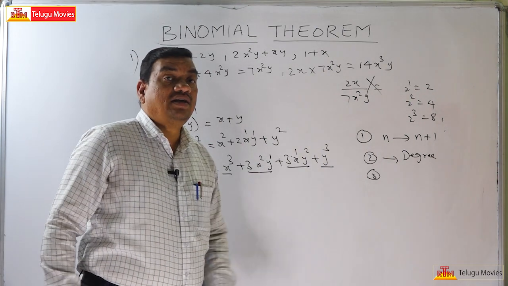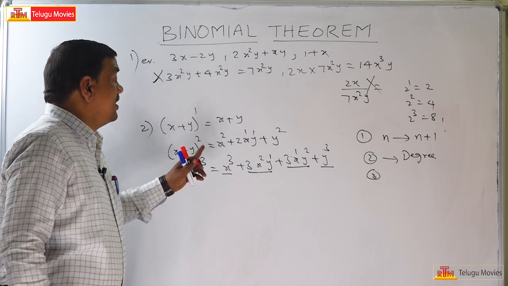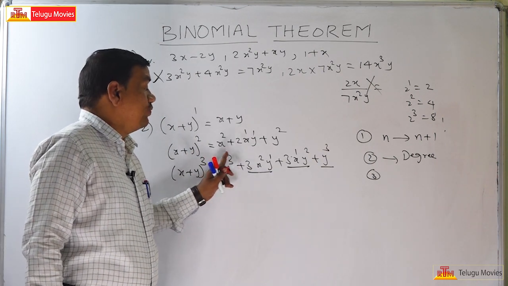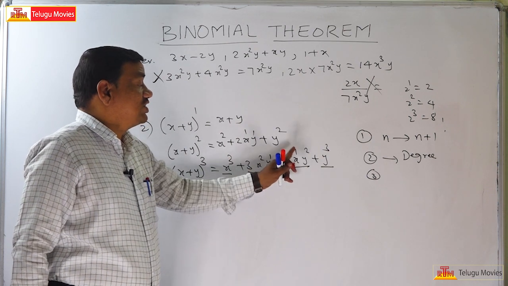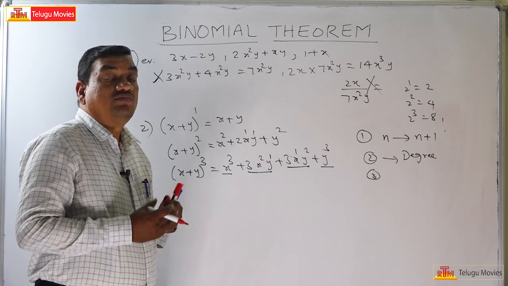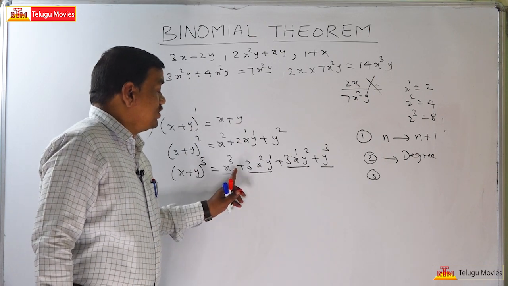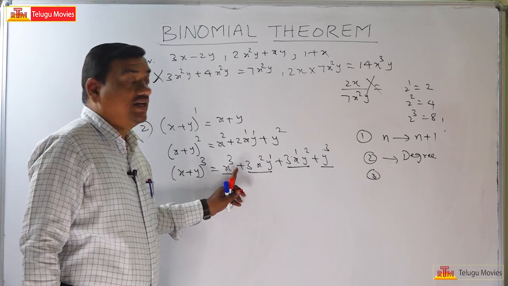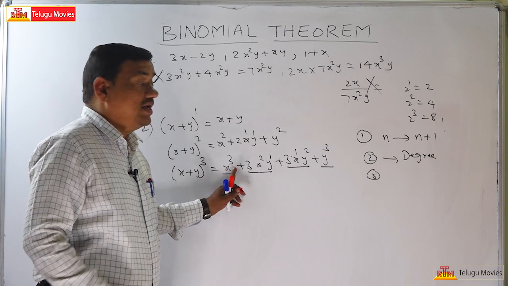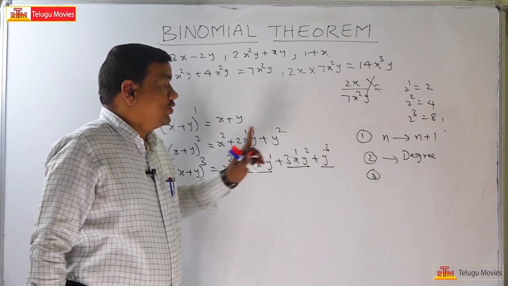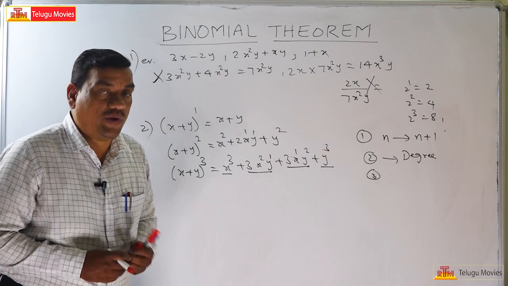The third thing to observe is that in a binomial you have to write in a systematic order. Observe the degrees of the variable x here: x cube, next x square, next x power 1. In the last term there is no x. Next, observe the y degrees here. In the first term there is no y. So here y power 1, y square, y cube.